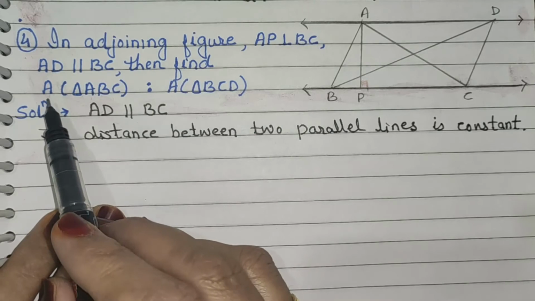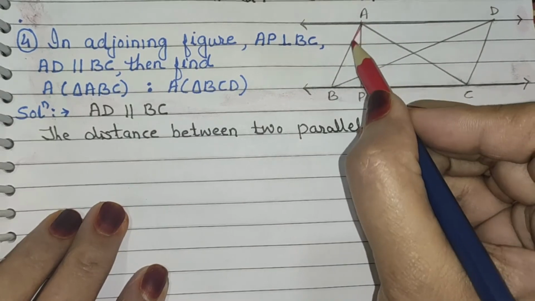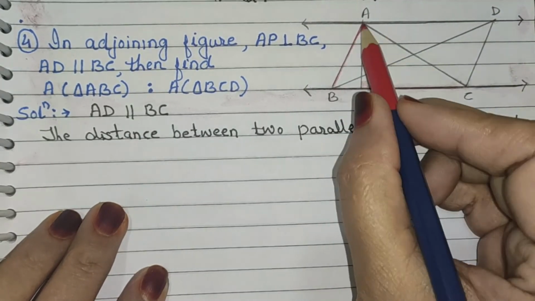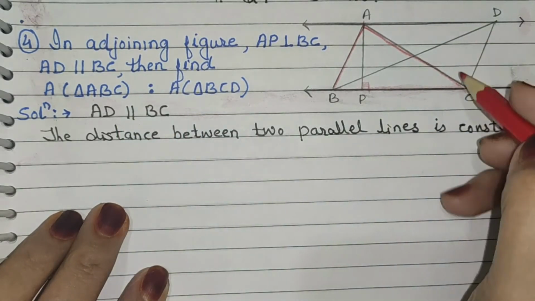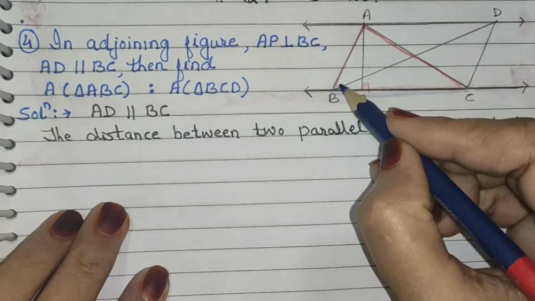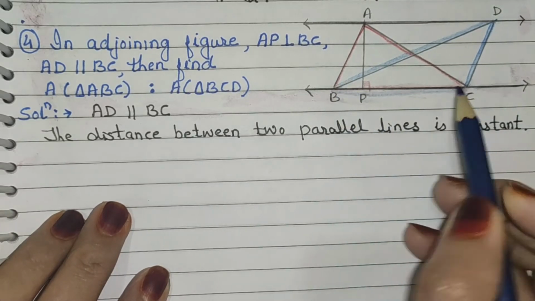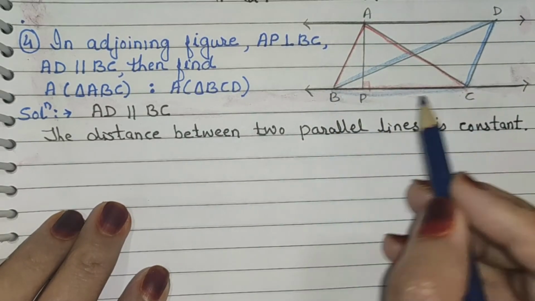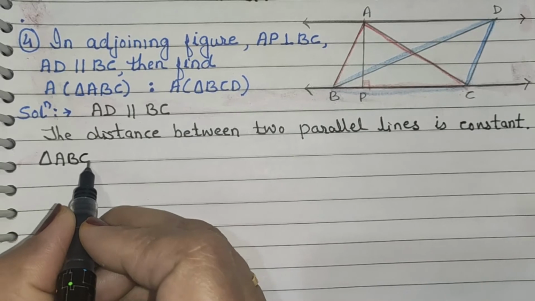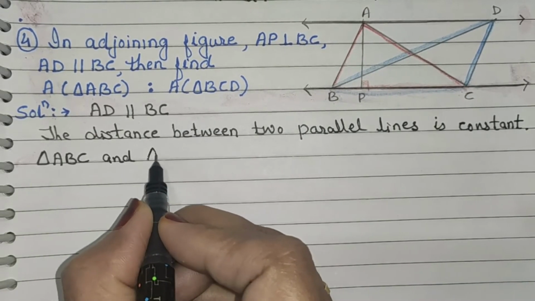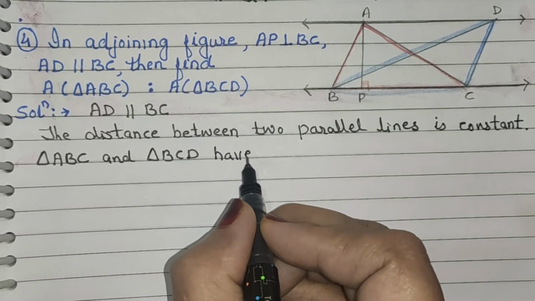Now our aim is to find the area of triangle ABC. Now look at here. The triangle is ABC. It is one of the triangles. And the second is the area of triangle BCD. Look at here, BC and D. Now both the triangles have the same base, which is BC. Therefore, write down here, triangle ABC and triangle BCD have the same base.